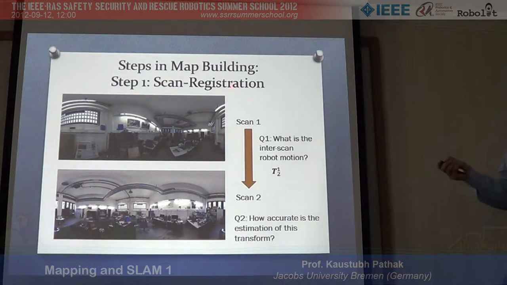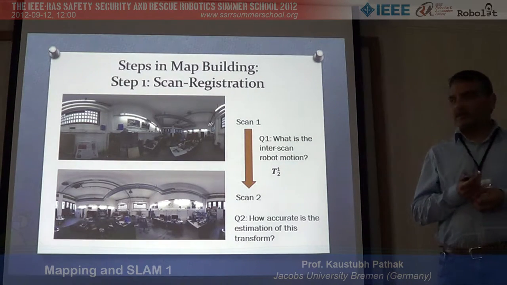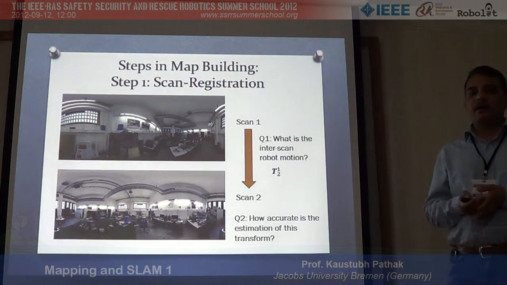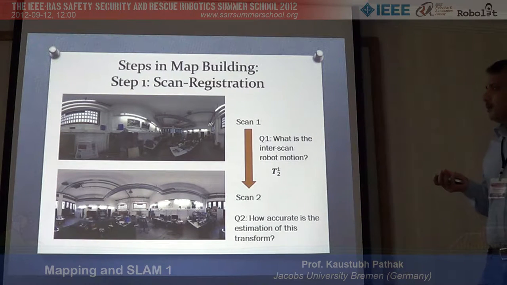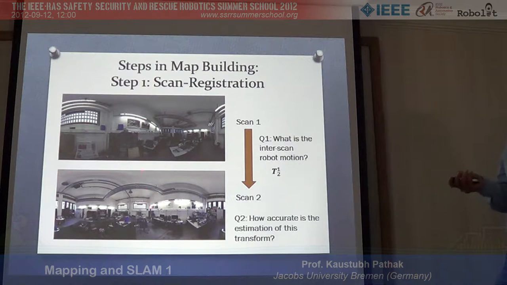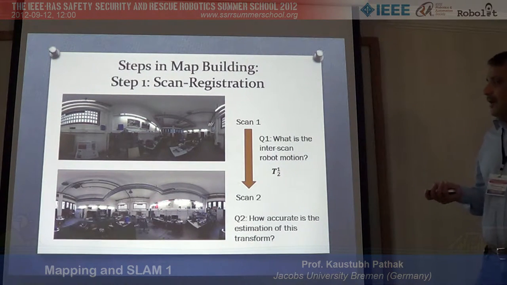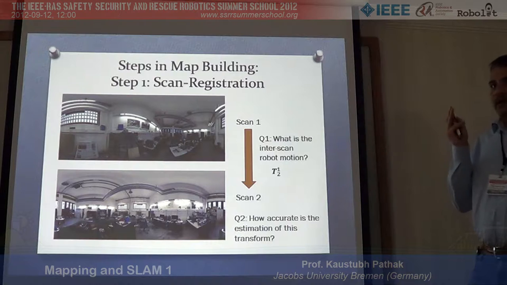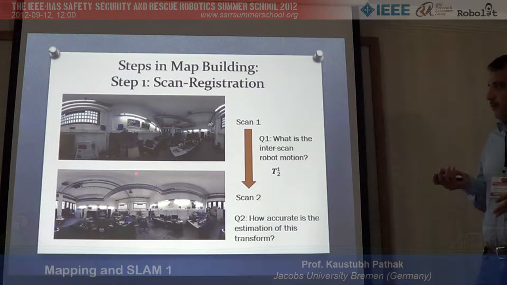So step one is scan registration, and this is the main topic of this talk. You are given scan one and scan two. These are two successive scans, which were taken using the Faro sensor. This is a large field of view, relatively long range, slow sensor, but it also has color information, unlike the Riegl sensor. These are two scans which we took in our lab. Again, if you just look at these two scans, it will be really hard for you to align them mentally, because you don't see any overlap.